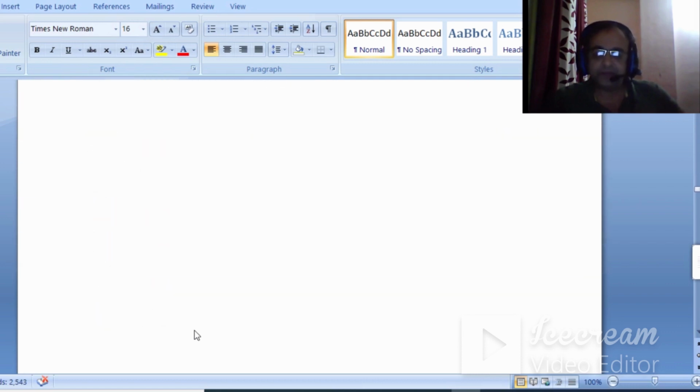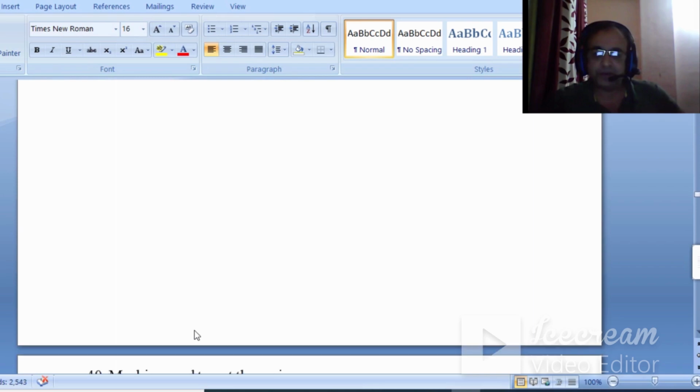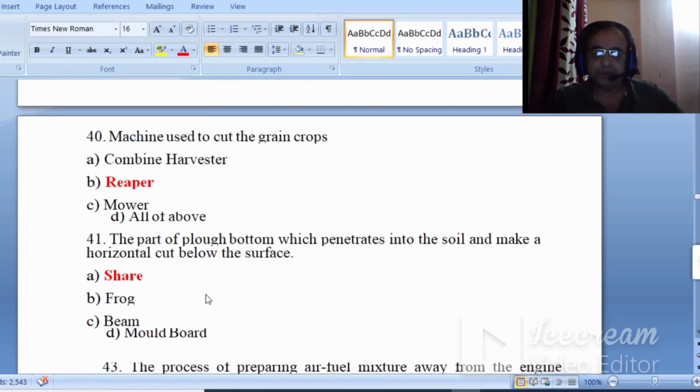Then the next objective type questions. The machine used to cut grain crops is called a reaper, and there is another machine which is used to cut grass crops, the mower. When the objective is a machine used to cut grass crops or lawn type of things, then C will be the answer, mower will be the answer.